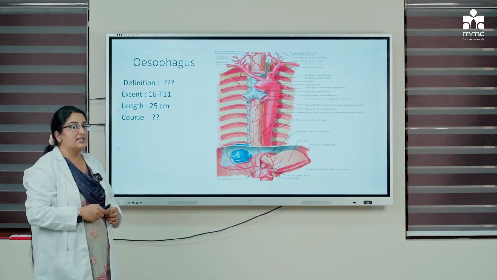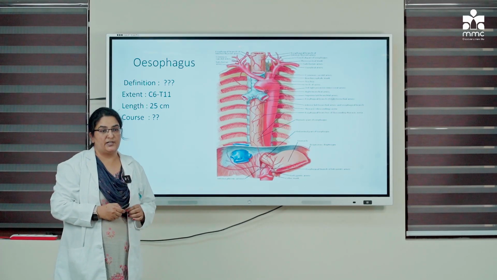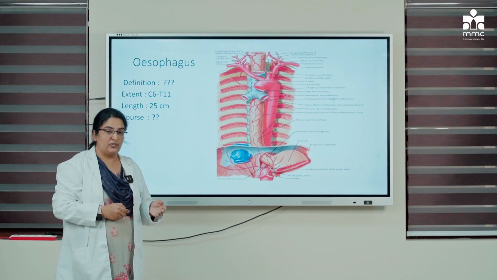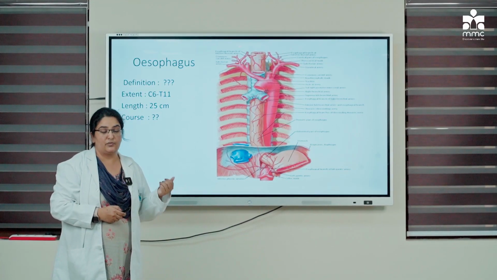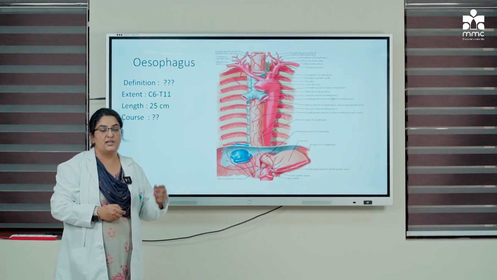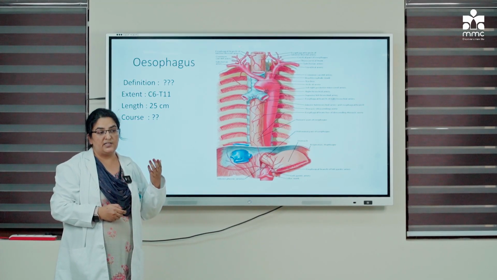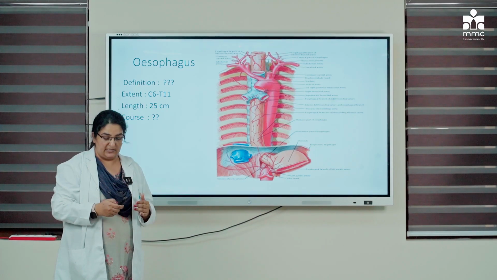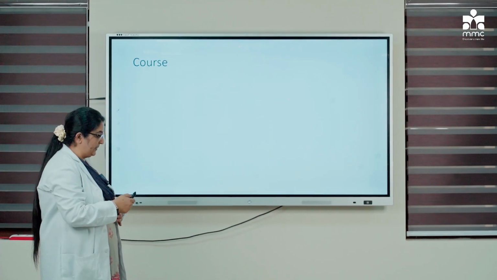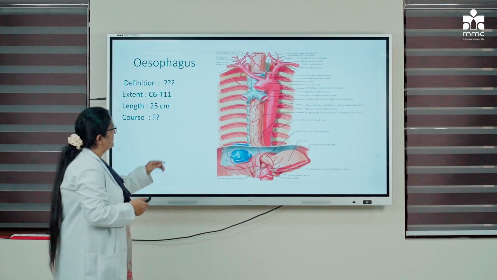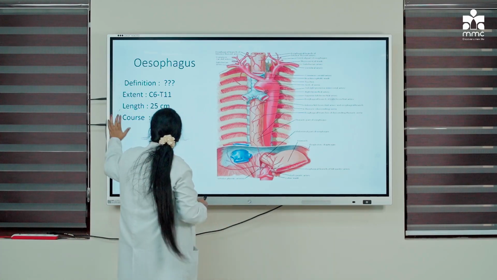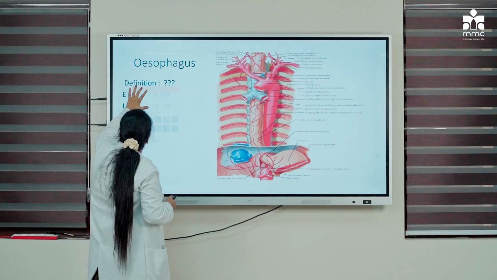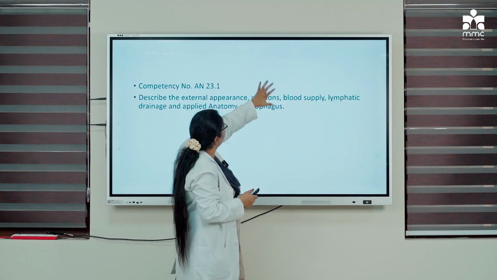Now, what is the course of this esophagus? Esophagus, as we know, is extending from the lower end of the pharynx. So that means it is passing through our superior mediastinum, passing through the posterior mediastinum, which we can see in this picture here. Here it is starting in the neck.